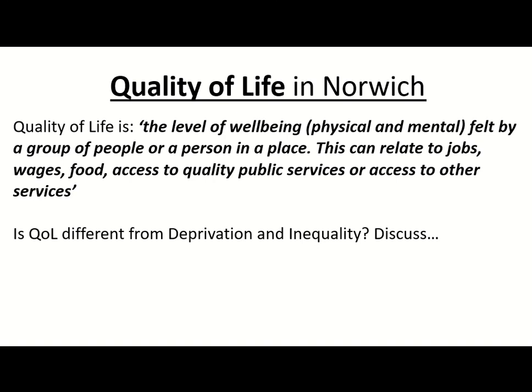You may know what you think quality of life means already, but there's a definition on there for you in bold and italics. They mention quality of life, and they do give you a definition of this in the glossary. So it's the level of well-being, physical and mental well-being, felt by a group of people or a person in a place. This can relate to jobs, wages, food, access to quality public services, and so on. So there's loads of stuff that sounds quite familiar with regards to deprivation and inequality. But how is quality of life different from deprivation and inequality, or is it?